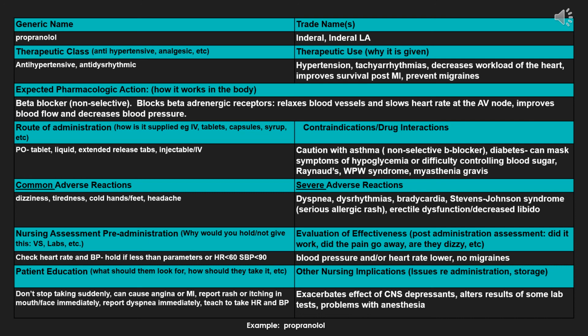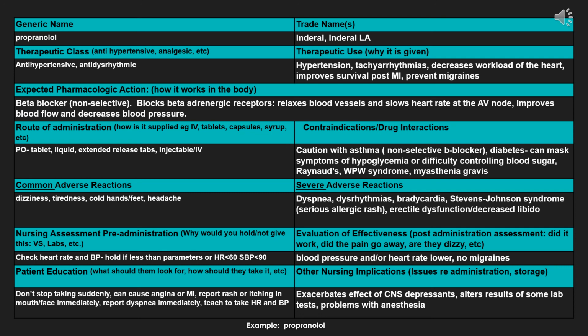Patient education. This is one they don't want to stop taking suddenly, because it is dangerous to do so. You want to talk about the things they need to report immediately, like the Stevens-Johnson syndrome rash, any kind of dyspnea because it's bothering the bronchi and giving them bronchospasm. You also want to teach them to take their heart rate and their blood pressure at home because that'll be an important assessment that they can do, or perhaps a caregiver or a partner or someone that they live with can help them with that.